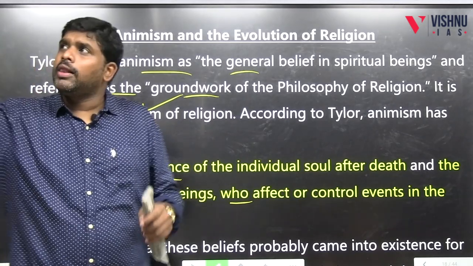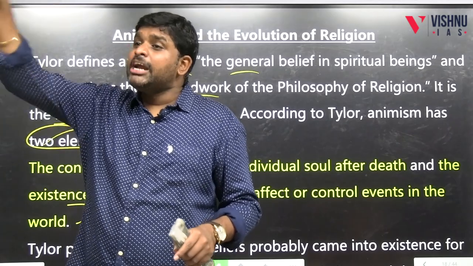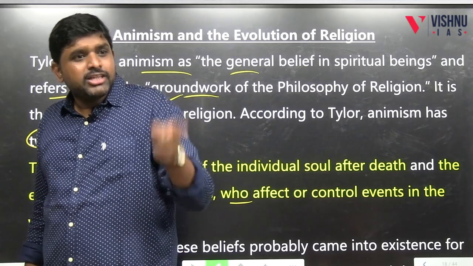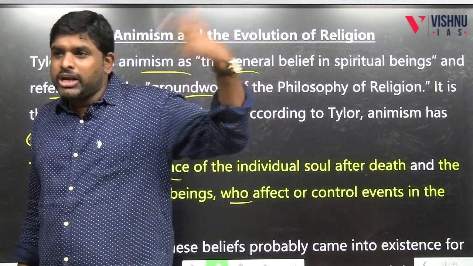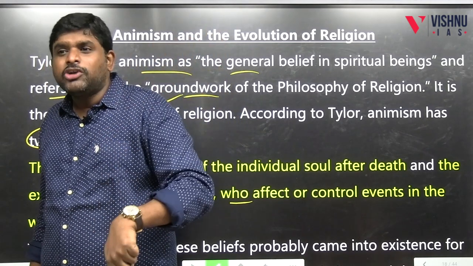Means the soul, which is in the cosmos, became God. Now, when it became God, will it control natural events? Two things are happening. The soul itself became God, the soul itself became religion. After becoming God, what is it doing? It is controlling the natural events.